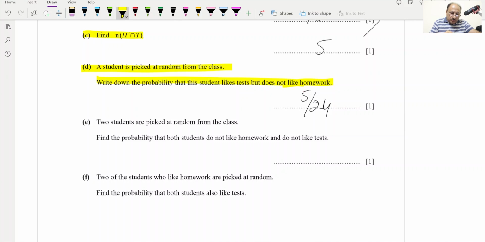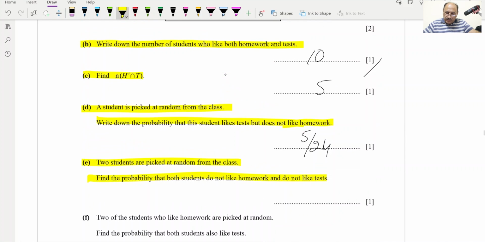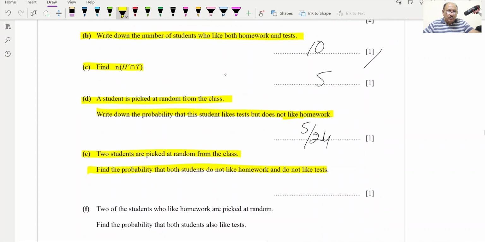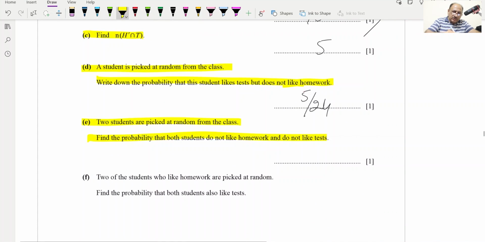And next they're saying 2 students are picked at random from the class. So 2 students are picked. Find the probability that both students do not like homework and do not like test also. So do not like test and do not like homework, so that will be 0, because no such student, because you are selecting 2 students, so that will be 0.